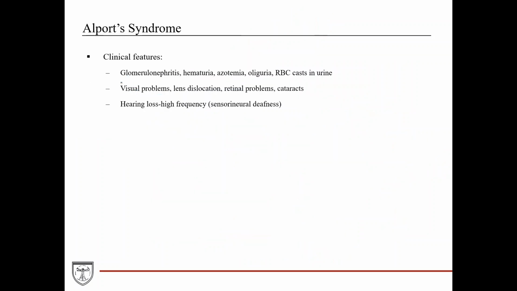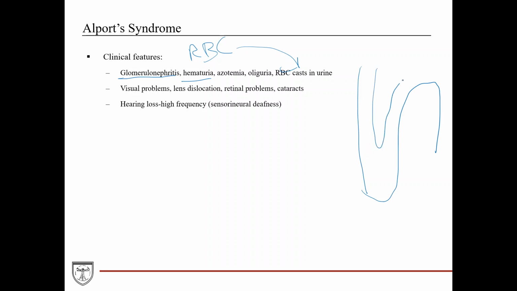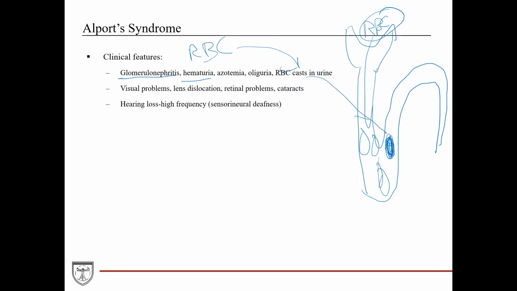So clinical features, again, you can develop glomerular nephritis, hematuria because you have those RBCs that are spilling in, which can actually eventually, in the nephron here, so if we draw the nephron here, if you have enough red blood cells that spill in here and they get broken down and kind of clogged up in here, they end up clumping together and forming what's known as an RBC cast, and you can see these in the urine.